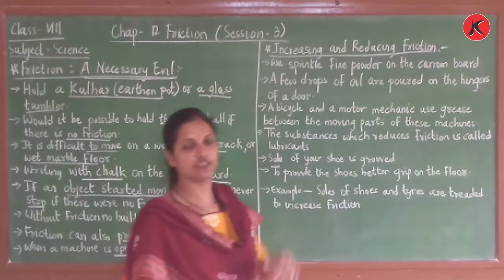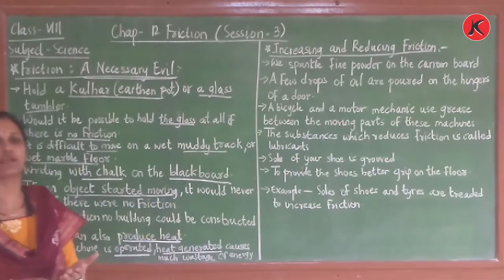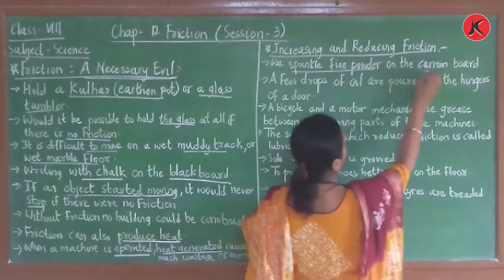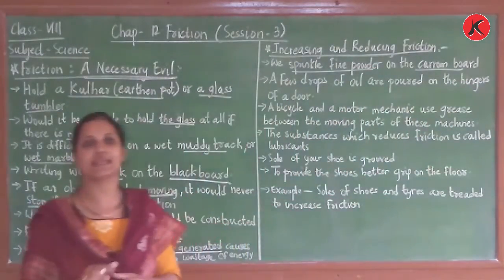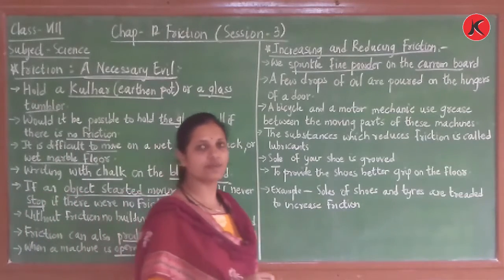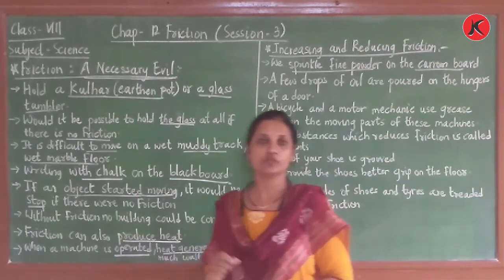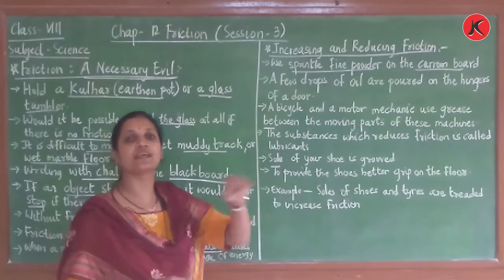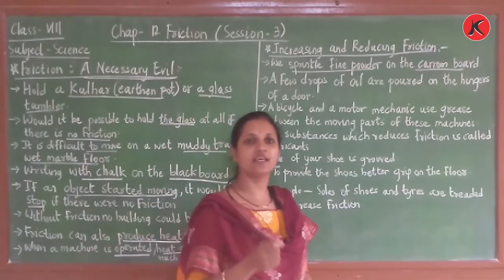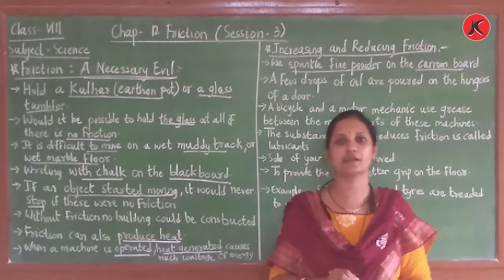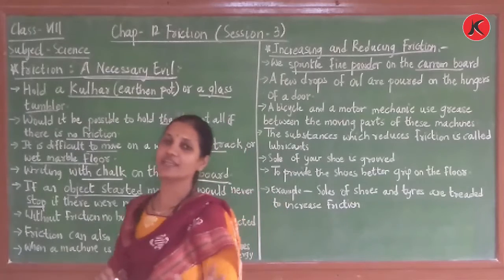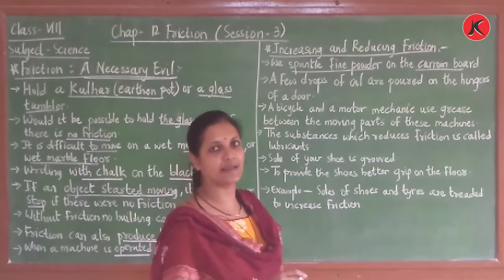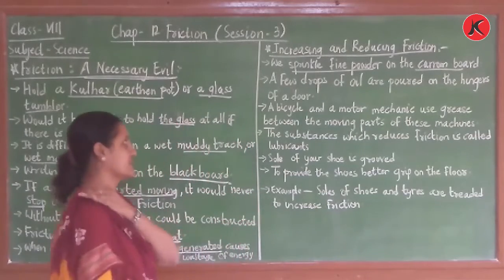Increasing and reducing friction. Now, friction we can increase and also reduce, depending on the demand of the object. We sprinkle fine powder on the carom board. Whenever we are playing carom, the board is smooth, right? And the striker is also smooth. So whenever we want the striker to hit the points, we sprinkle powder. The powder is very fine, and it allows the striker to run smoothly on the carom board and hit the points, right?